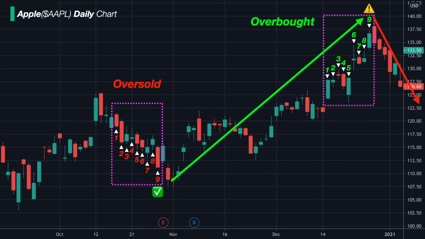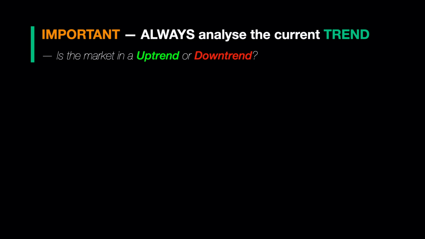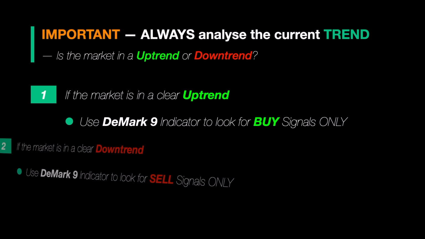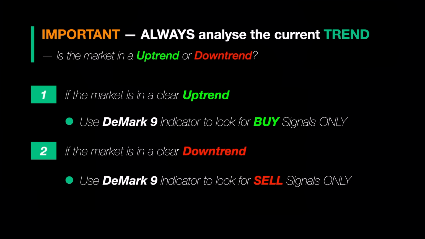So that is pretty much how the DeMark 9 indicator works. The mathematical calculation behind this indicator is extremely easy to understand, but also is extremely useful and effective. Before we move on, there's one thing I do want to highlight: whenever you use a DeMark 9 to make a buy or sell decision, you have to analyze the current trend of the market you are trading first. If the stock you are watching is in a clear uptrend, then you only use the DeMark 9 indicator to look for buy signals. If the stock is in a clear downtrend, then you use DeMark 9 to look for sell signals. Never ever bet against the trend, especially if you are a beginner.